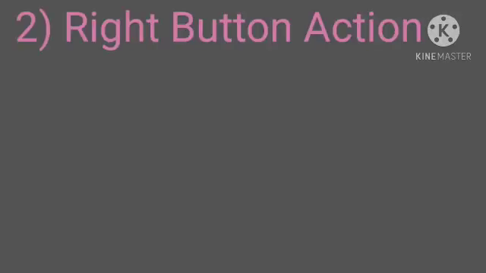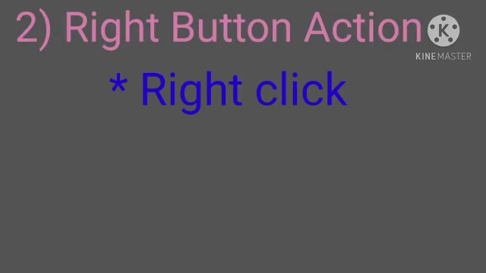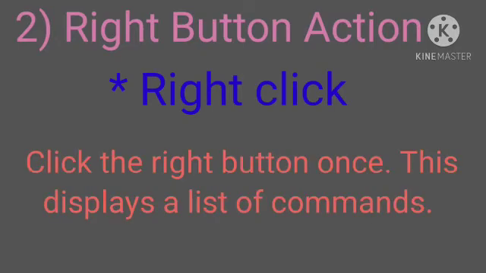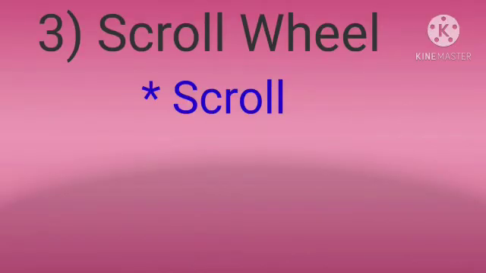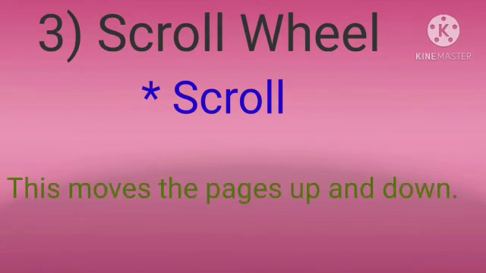Now we learn right button action. Right click. To right click, gently press and release the right mouse button once. It generally displays a list of commands called the right click menu or pop-up menu. Next, scroll wheel. Next action is scroll. We can move a page up and down by moving the scroll wheel.